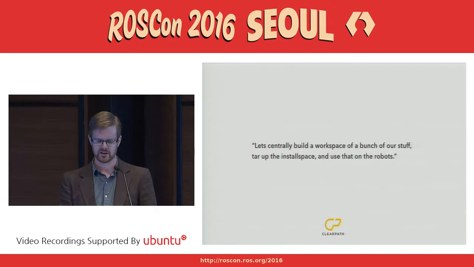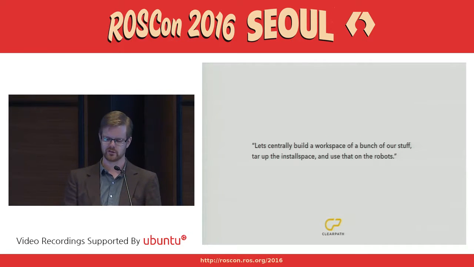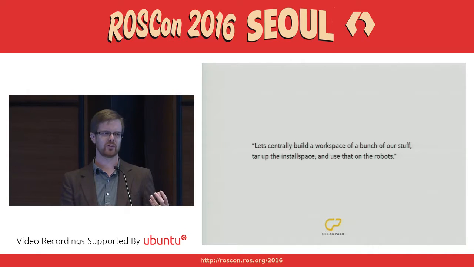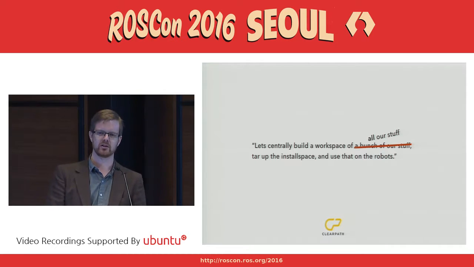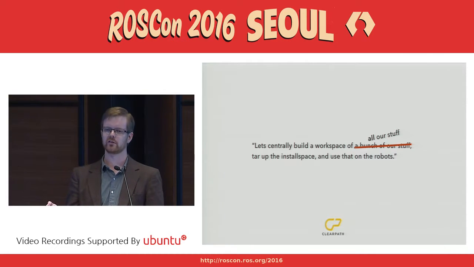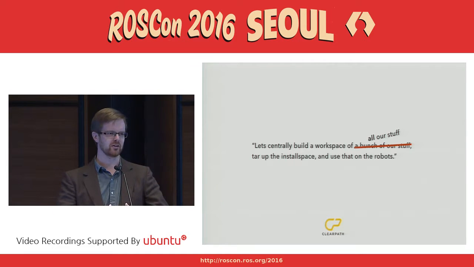And so my colleague Jonathan and I sat down, and we had this idea: let's centrally build a big workspace with all our stuff, tar it up, and then put that on the robots. Initially it was focused on this testing thing of, okay, we'll just have a rosinstall file that'll cover the stuff that usually breaks as opposed to everything. But then we changed our minds. That was partly from the experience of rosinstall_generator, where we said, it's actually not that big a deal to just rosinstall_generator the whole world and build all of it.